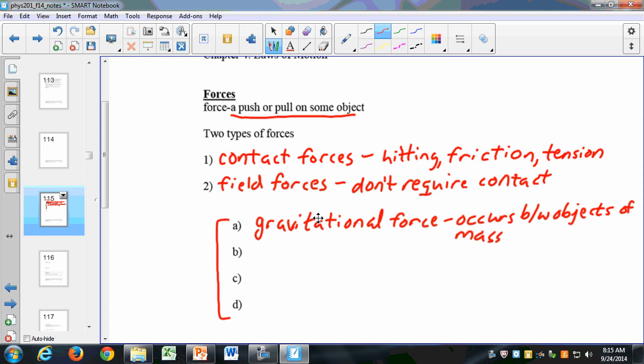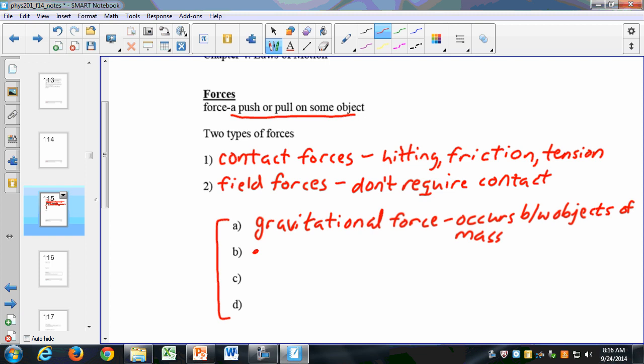You can calculate it, it's small, but the gravitational force between earthly bodies is actually a measurable force. You can do that in the lab. There are some very sensitive balances that you can use to measure those forces.